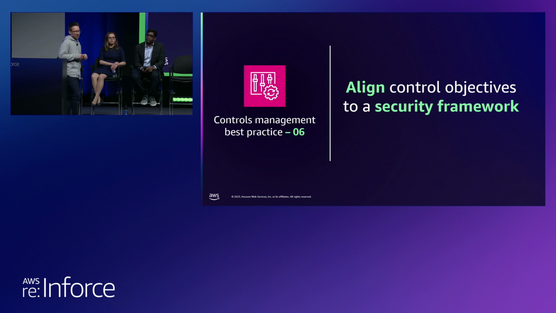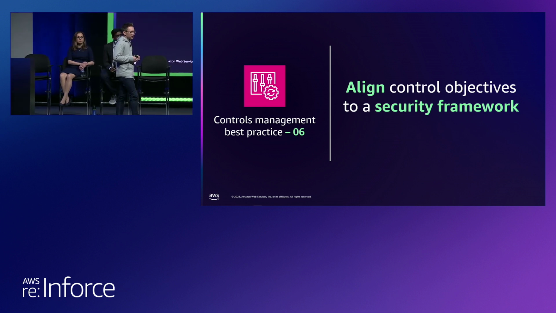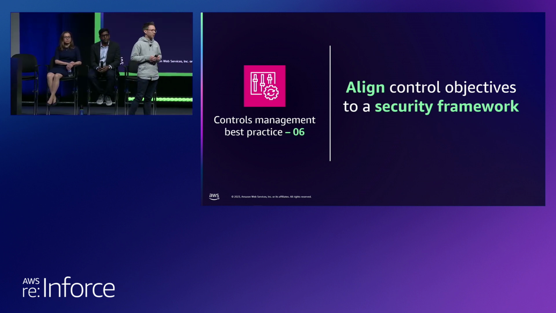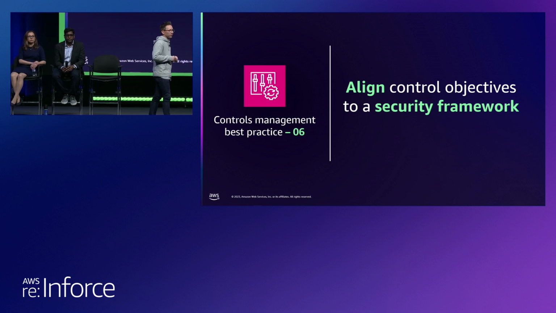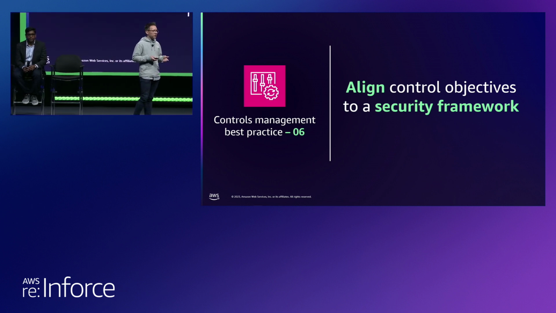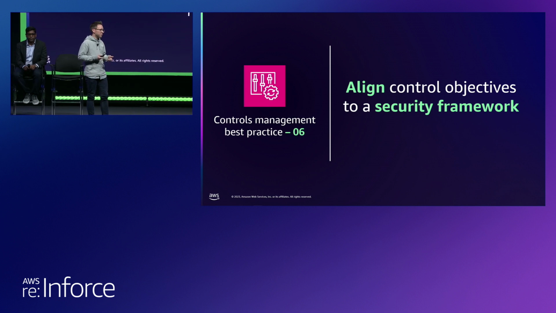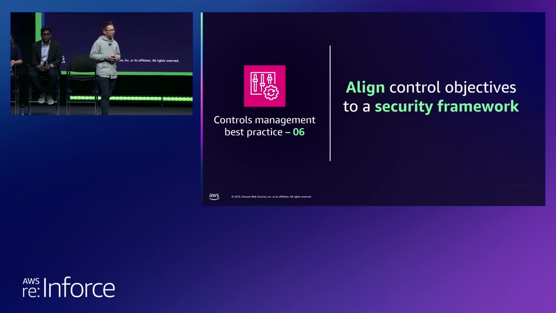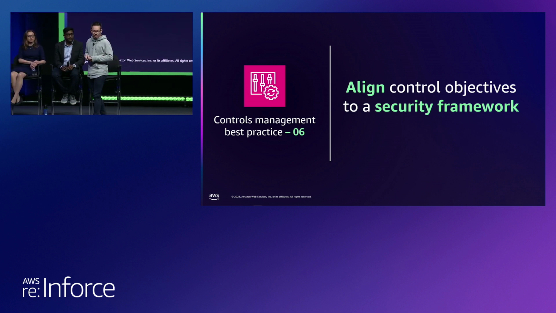Controls management, best practice number 6. We want to align the control objectives that we've defined from our policies to a security framework, and do this in a more formal fashion than just ad hoc deciding that, well, yeah, it's a good idea that we encrypt all of our customer sensitive data. What we want to do is ensure completeness and consistency and adhere to industry best practices, especially if you're under regulatory requirements or statutory requirements. To be able to evidence that to auditors is critical.